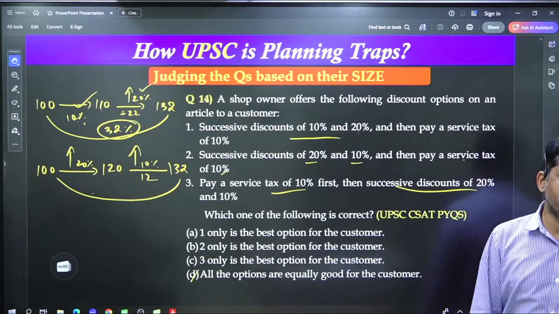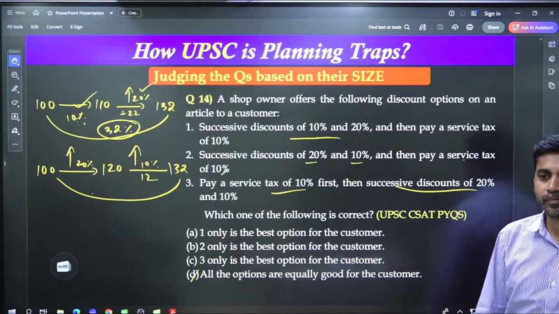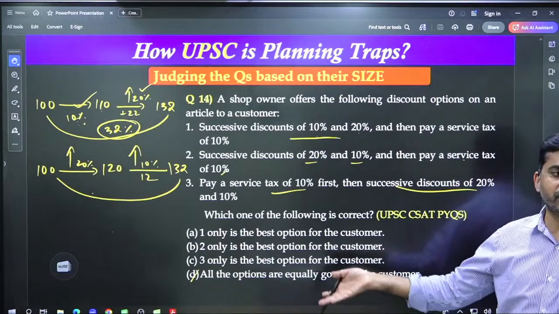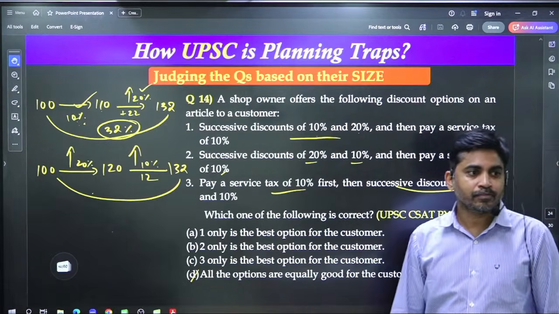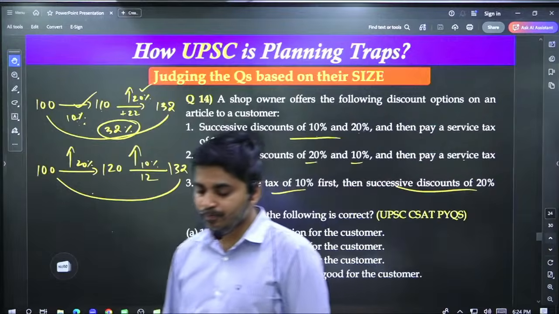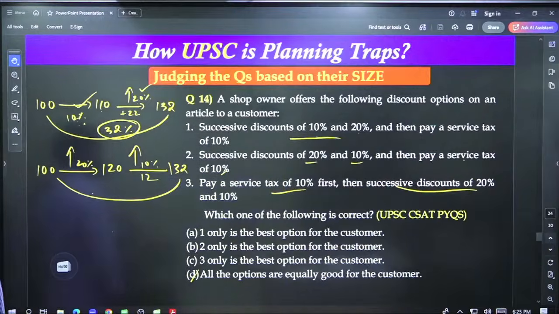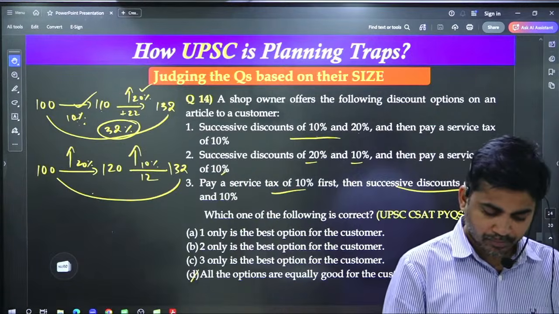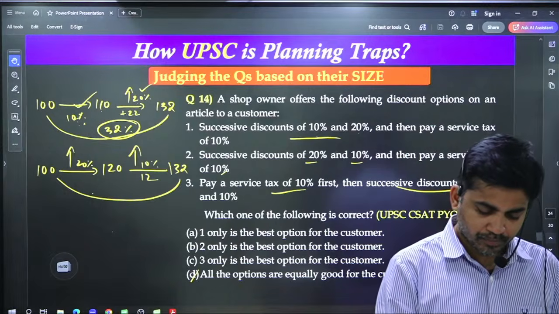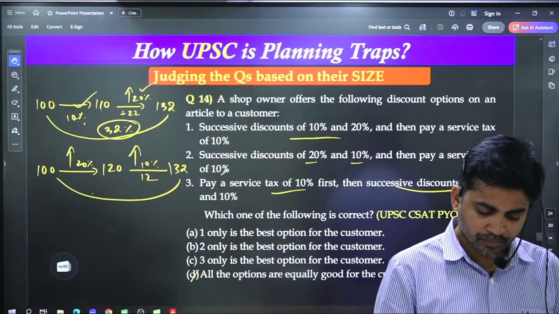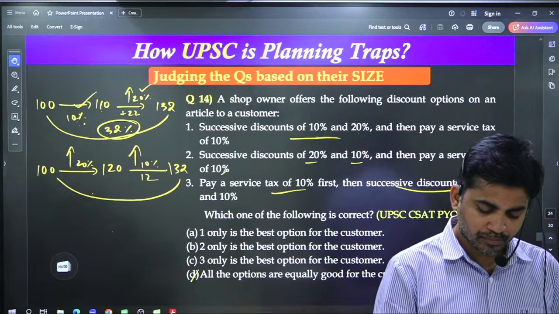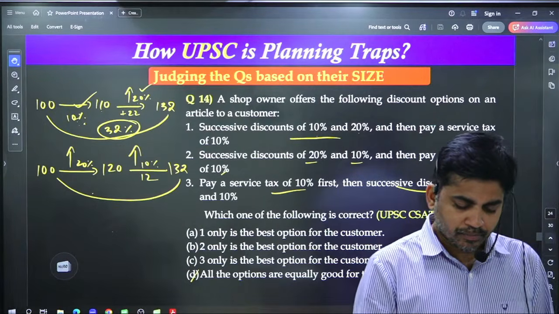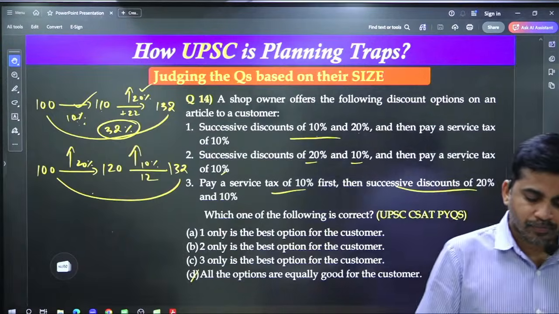Very few answered this question in the exam also, but it is one of the easiest questions in that paper. The answer is option D. That's why I say basic point observations are very important. Chalo, clear?